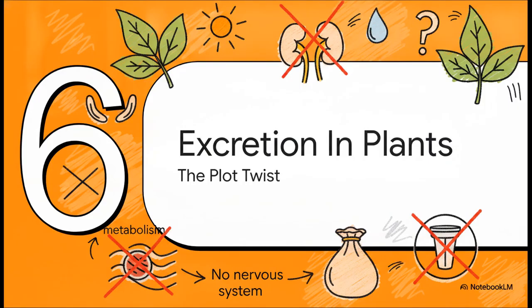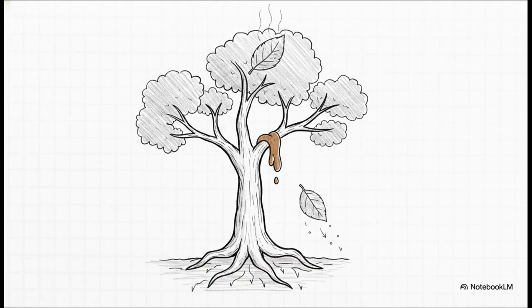Finally, Section 6, excretion in plants. Time for a biological plot twist. Here's the thing. Plants are living organisms too. They perform respiration, they break down nutrients, and they produce metabolic waste. But they don't have kidneys, they don't have a nervous system, or even blood. So how do they solve the exact same waste problem? Through pure evolutionary creativity. Without a centralized organ, plants use a bunch of brilliant, decentralized strategies.